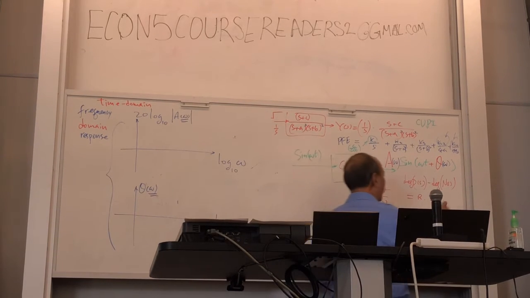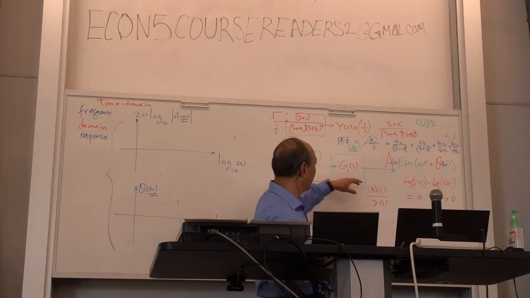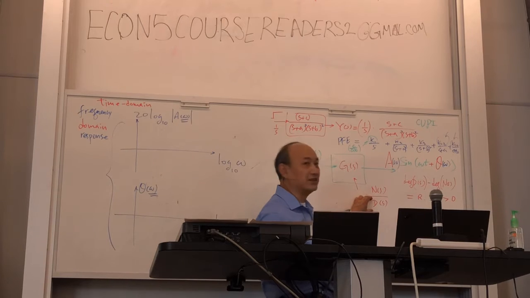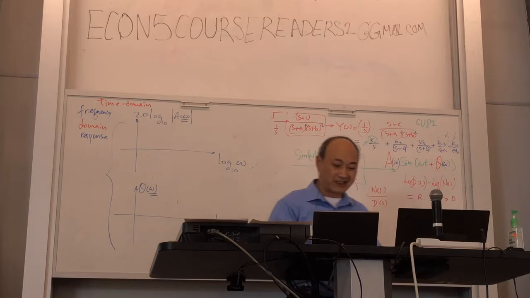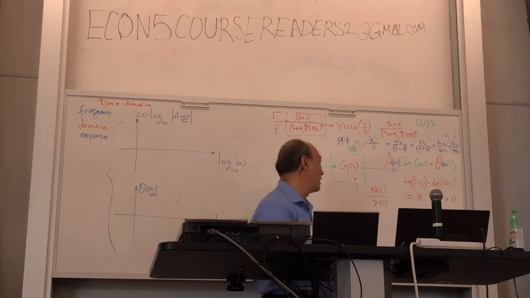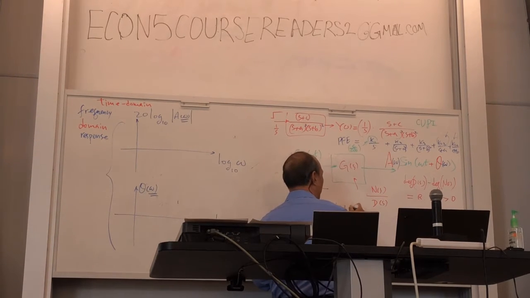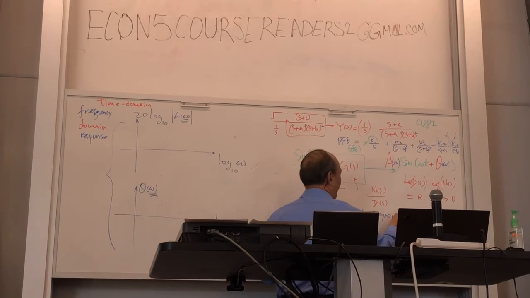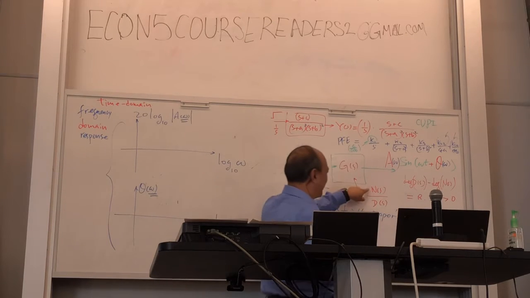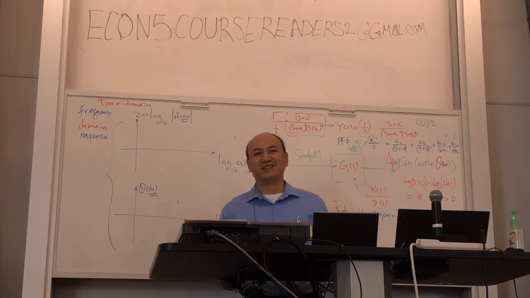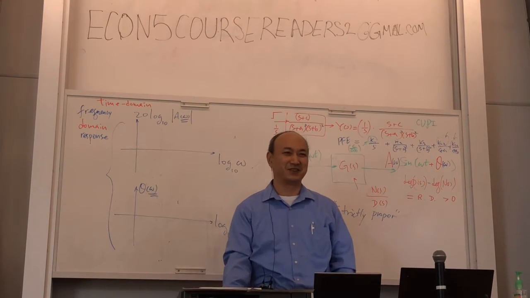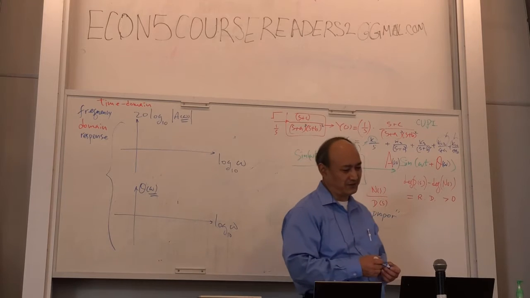Usually this relative degree is greater than 0, meaning the degree of the numerator is always less than the degree of the denominator. In that case, this transfer function is called strictly proper. If the numerator degree is higher than the denominator degree, then it is not proper.